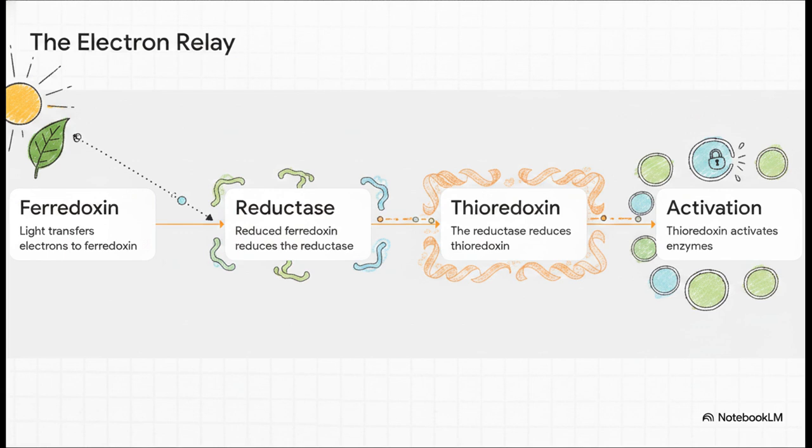This reduced ferredoxin then passes its electrons down the line to an enzyme called Ferredoxin-Thioredoxin reductase. This reductase then hands the electrons off to a small protein called thioredoxin. Finally, this reduced thioredoxin physically interacts with our target enzymes, reducing their regulatory disulfide bonds. It essentially snips those molecular locks right off, popping the enzymes into their active shapes.